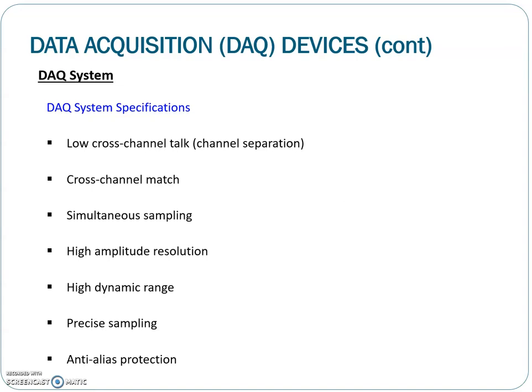In addition, we should also ensure that the DAQ system has low cross-channel talk. It means the channels are well separated and no signal is transferred from one channel to another. Lastly, a good DAQ system should always give a good cross-channel match. Under the same conditions and hardware used, every channel of the DAQ system should give similar signal or data. So, by now, you should have some knowledge on how to select a reasonably good DAQ system for reliable and accurate vibration data acquisition.